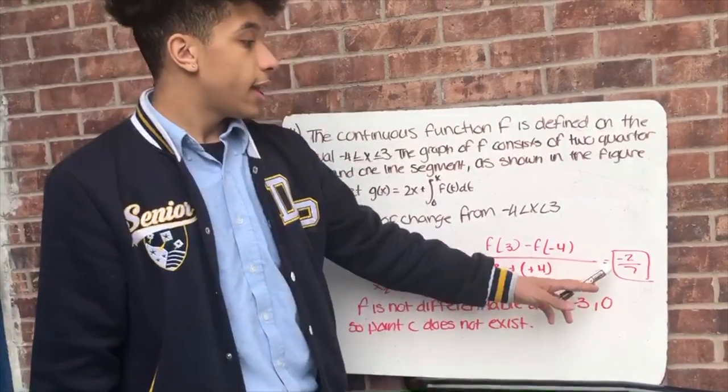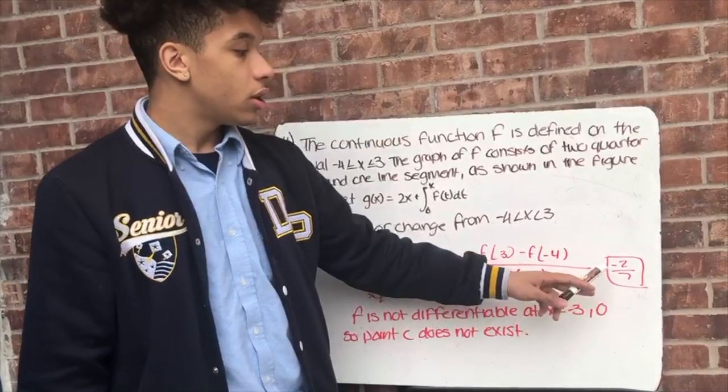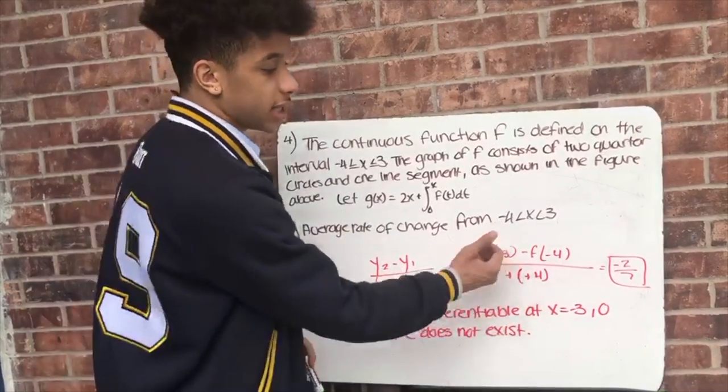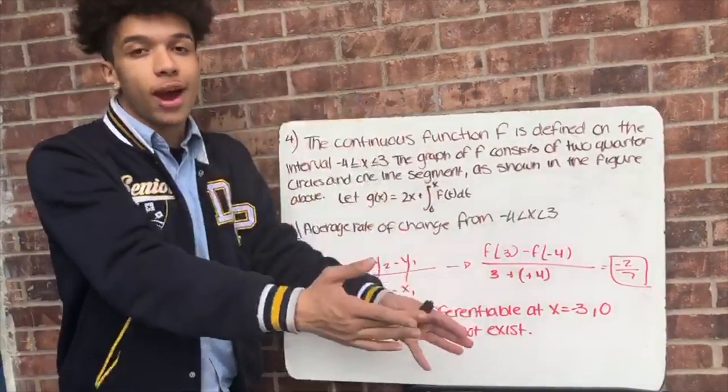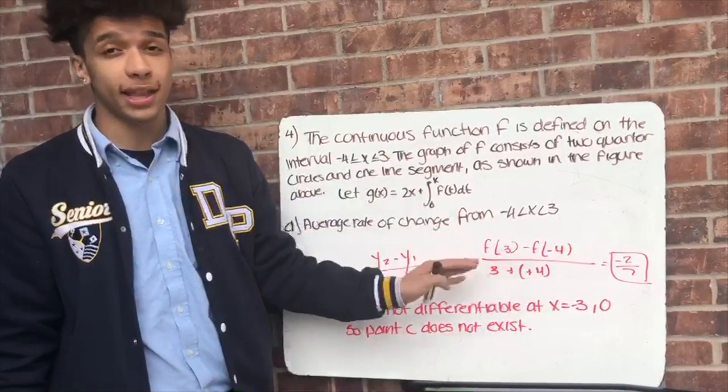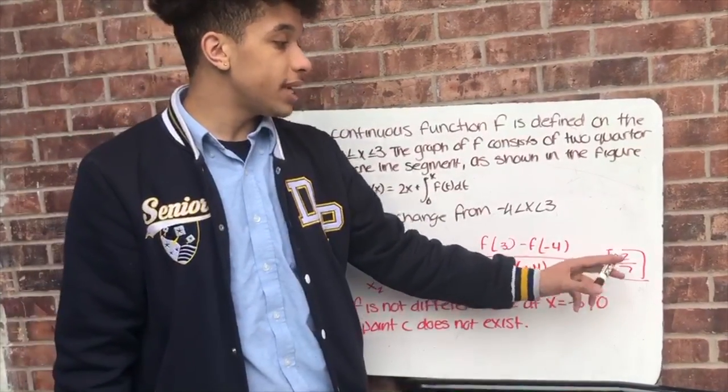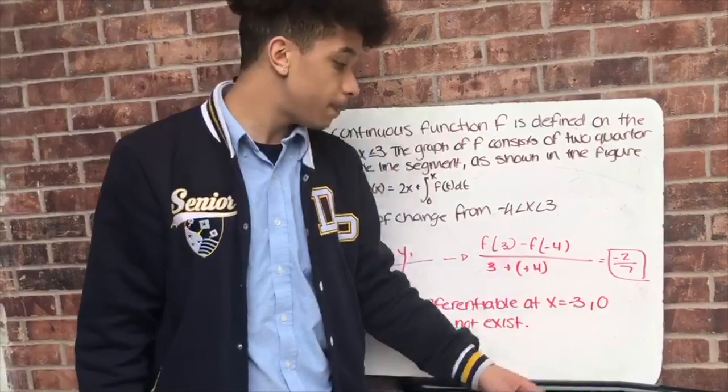For the top two, all you have to do is just look at the graphs. Those are easy points right there. Our overall answer will be -2 over 7.